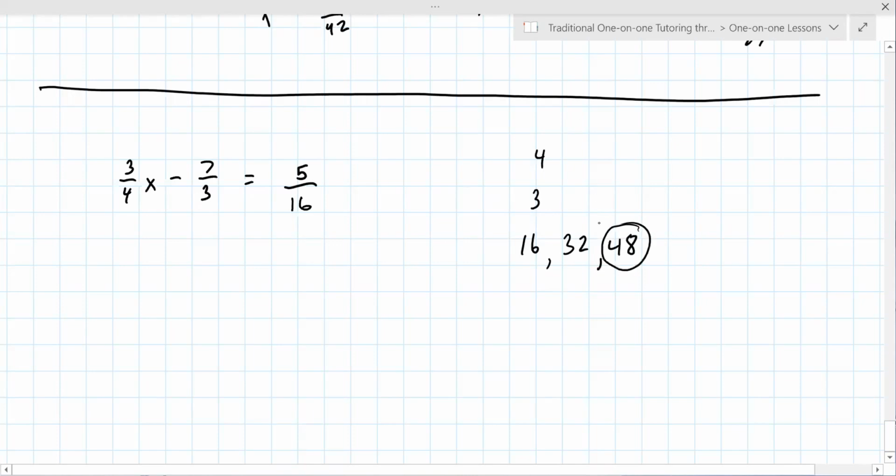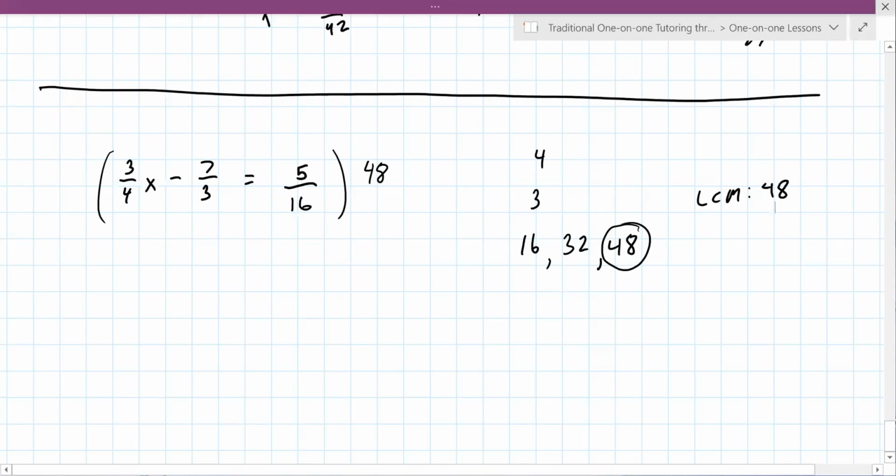Oh, yeah, that does work. So you're going to multiply everything by 48. Yes, sorry, it's got to be the LCM. 16. Okay, x equals 127 over 36.